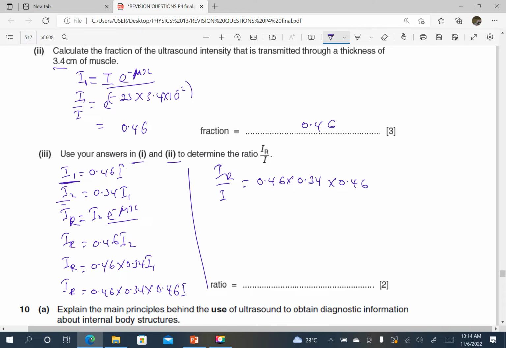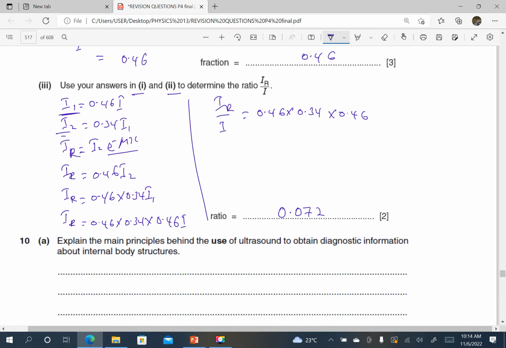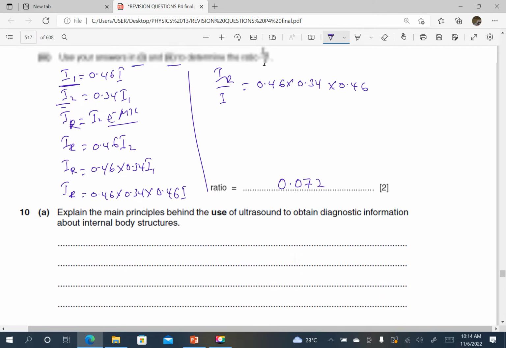When I press my calculator, I get 0.072 as the ratio that is received back at the transducer, at the surface of the muscle. Okay.